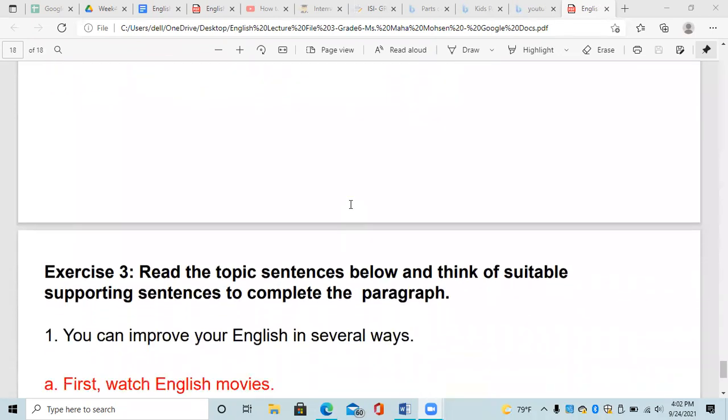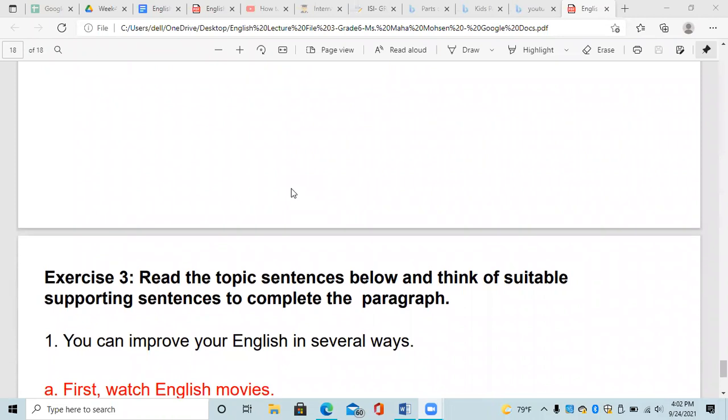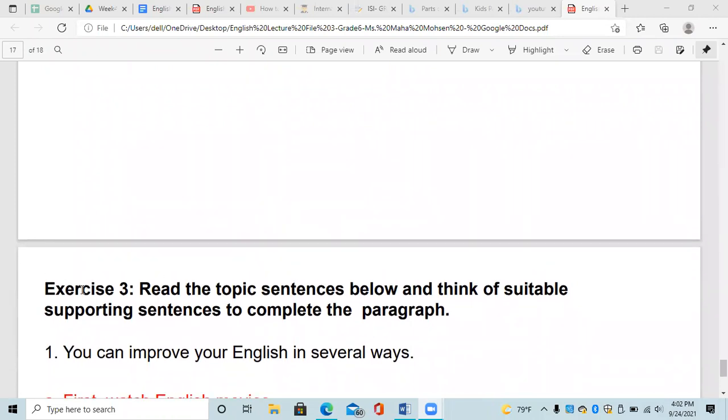In exercise number 3, I want you to do this on your own first. Exercise number 3: read the topic sentence below and think of suitable supporting sentences to complete the paragraph. I wrote only one topic sentence. You can improve your English in several ways. The topic is improving your English, and the supporting idea is that there are several ways to improve your English.